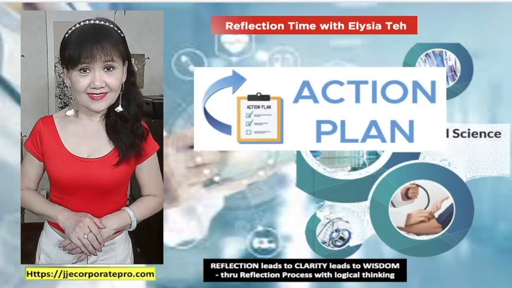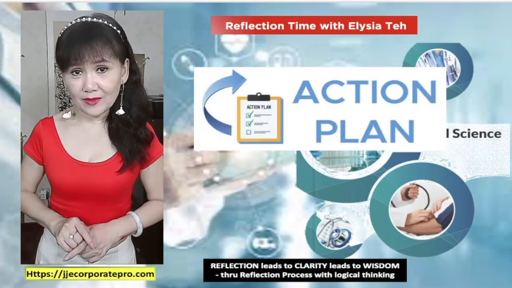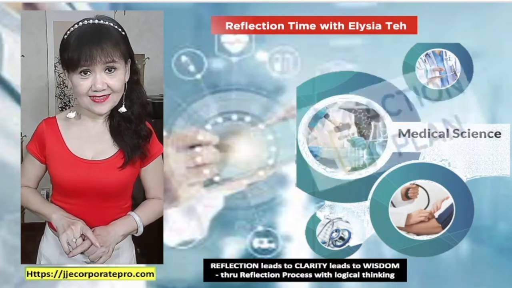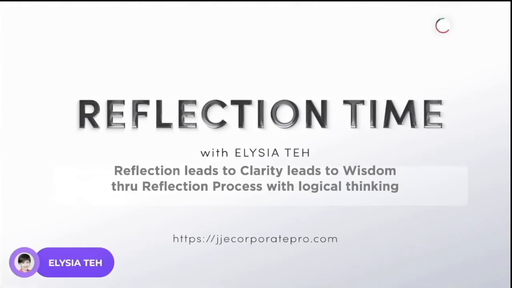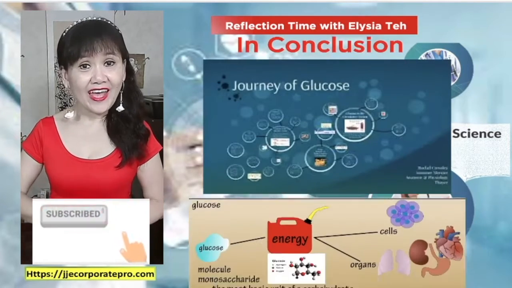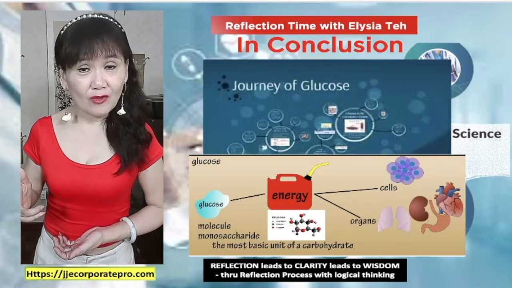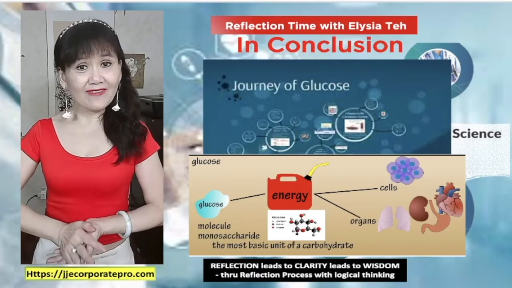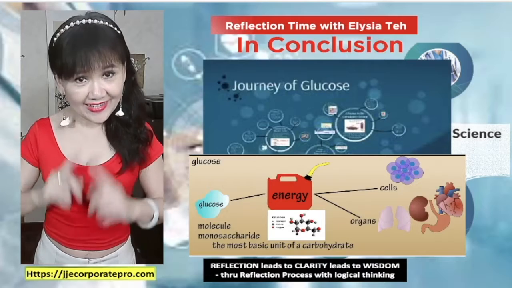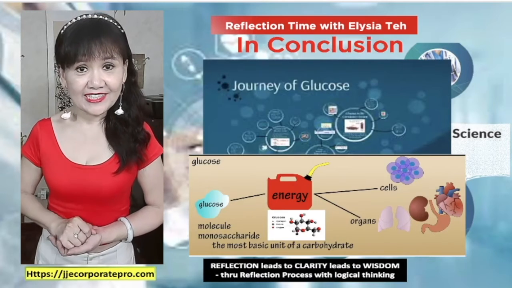Suggestion for action plan is to learn from medical science. Get the knowledge yourself. Don't simply believe in hearsay due to a lack of knowledge of medical science. In conclusion, today we have learned what glucose is, what the source of glucose is, and which parts of our bodies need glucose. And you also have learned that we don't have to take glucose from external sources. Our bodies can make glucose from protein and fat.